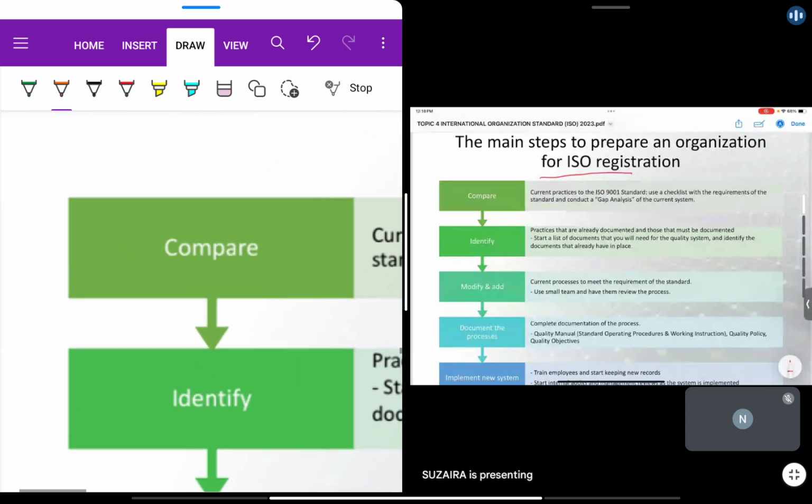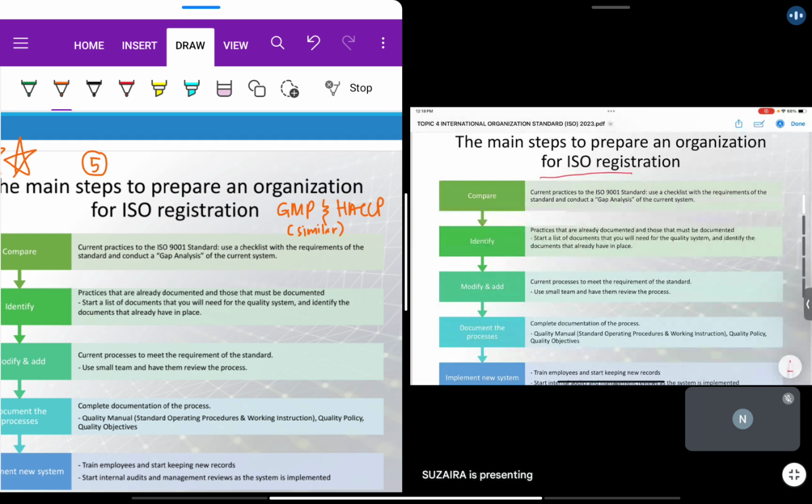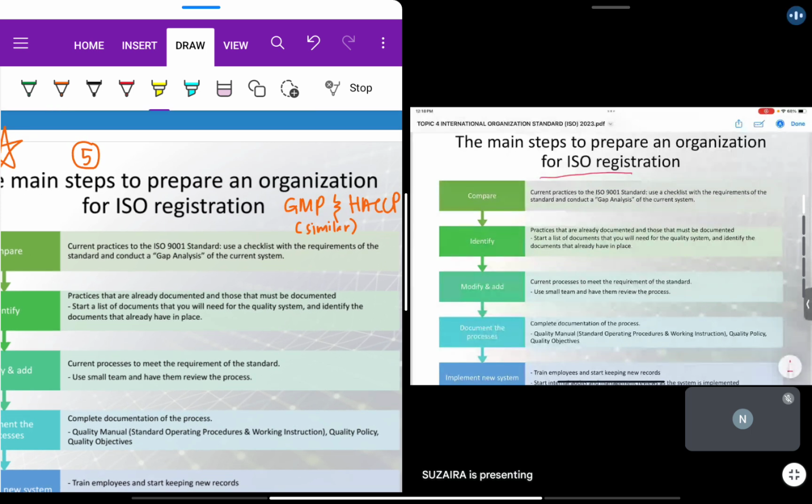I'm not sure if you're familiar with gap analysis. Have you heard about gap analysis before? Pernah dengar gap analysis? Anyone know about gap analysis? Anyone? Yes? No? Pernah? Jeremy pernah? Tak. Tak pernah. Hana tak pernah.